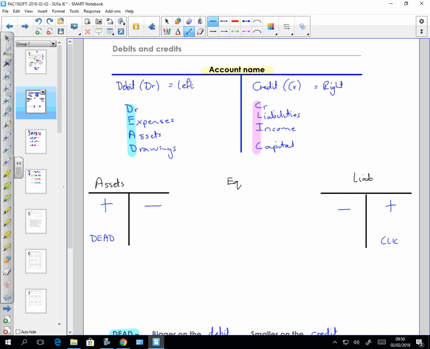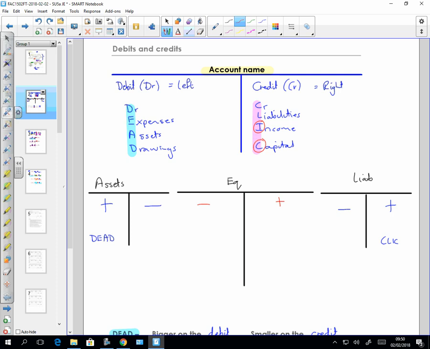Your equity is kind of in the middle here. It's a little bit more complicated. Equity consists of quite a lot of things. Let's start with capital. The owner's equity generally will get bigger with credits and smaller with debits. What makes the owner's equity increase? Capital and income. Do you agree? And can you see they're credits? And what makes the owner's equity go down? Expenses and drawings. Can you see they're debits?